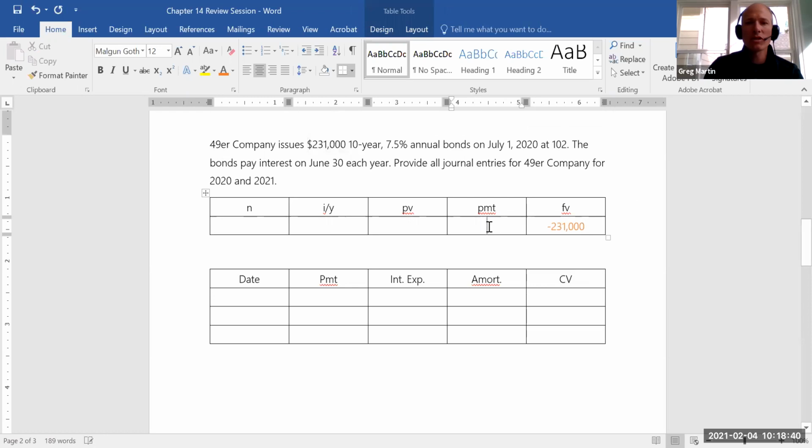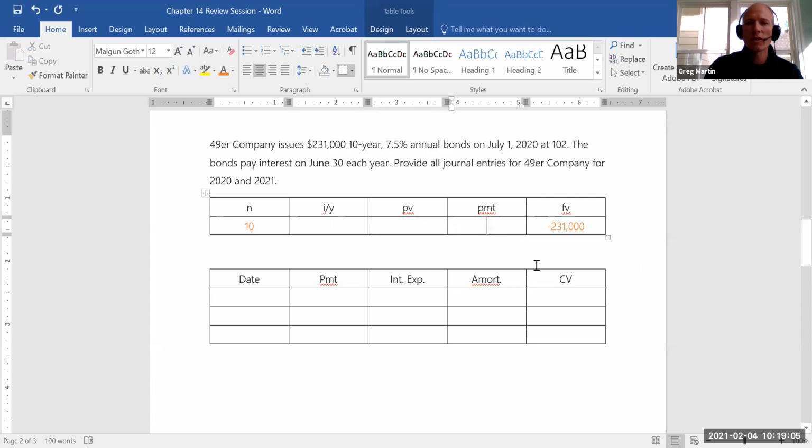The second piece of this, I guess the easy piece, is this 10-year. So you put a 10 in for N because it's a 10-year annual bond. If it were a 10-year semi-annual bond, then the N would have to be 20 because it'd be 20 semi-annual periods. But because this is an annual bond, it's a 10-year bond. The I/Y we'll talk about here in a minute. We're going to talk about these two pieces right now.